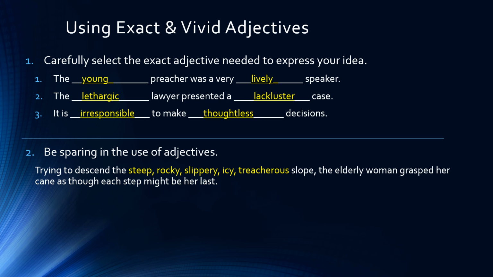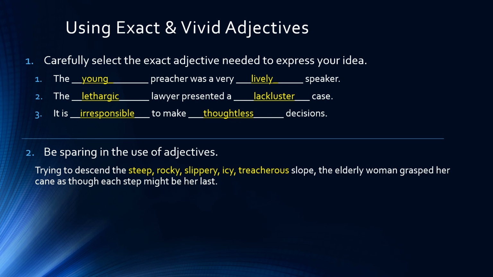The second thing we want to consider in using exact and vivid adjectives is that we need to be very sparing in the use of adjectives. In this sentence, you can see that I have five adjectives describing the word slope. Trying to descend the steep, rocky, slippery, icy, treacherous slope. The elderly woman grasped her cane as though each step might be her last. Now, we may want to convey all of that, but that seems to be a little wordy.